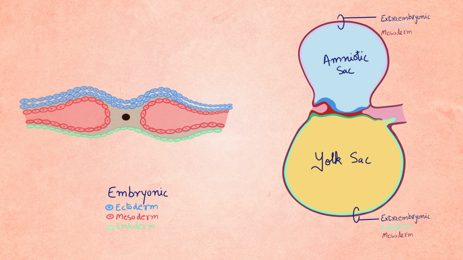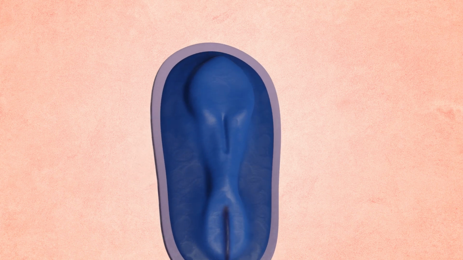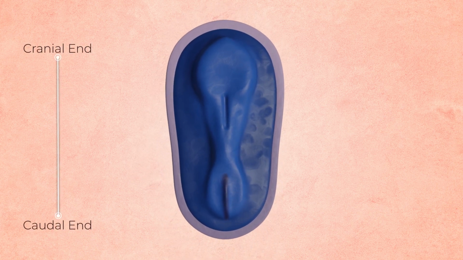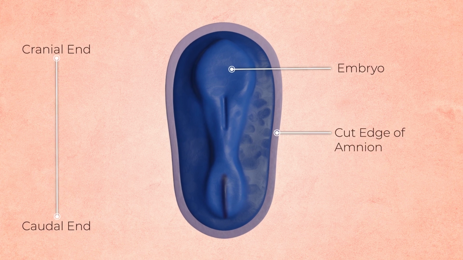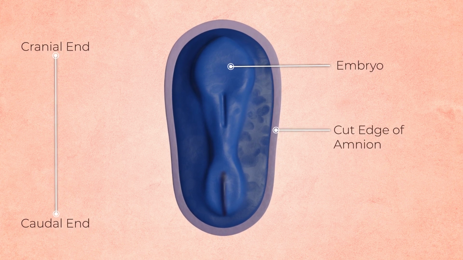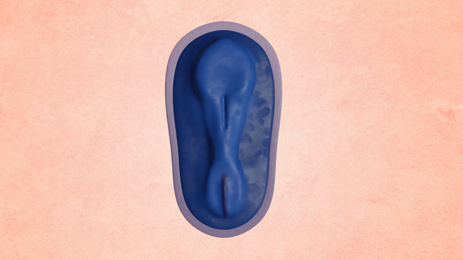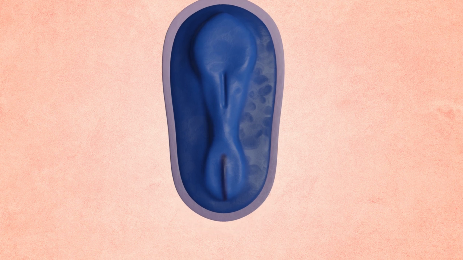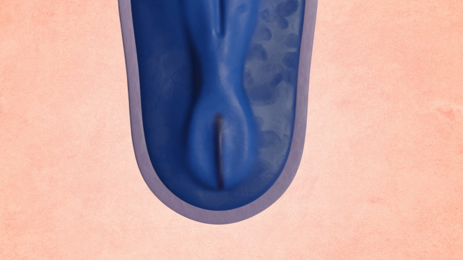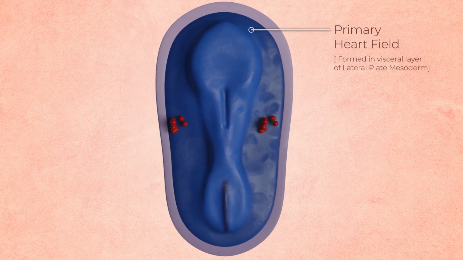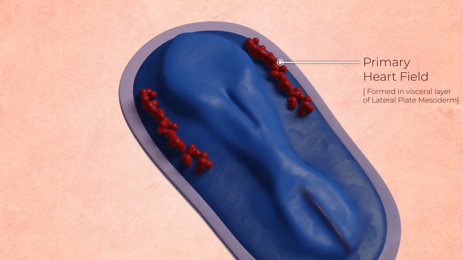sac. During the embryonic period, it is the mesoderm, specifically lateral plate mesoderm, which gives rise to the majority of the cardiovascular system. The process of heart development takes place in the previously mentioned embryonic mesoderm, which lies deep to the ectoderm. Progenitor heart cells migrate from the epiblast through the primitive streak into the visceral layer of lateral plate mesoderm towards the cranial end, forming the U-shaped primary heart field.